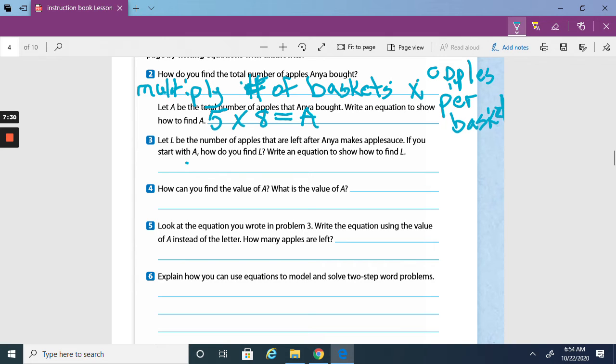Number 3 says, let L be the number of apples that are left after Anya makes applesauce. If you start with A, how will you find L? Write an equation to show how to find L. Pause the video for just a minute and discuss with someone who is there with you, or think for yourself, how would I find L? What equation would I write to determine L?